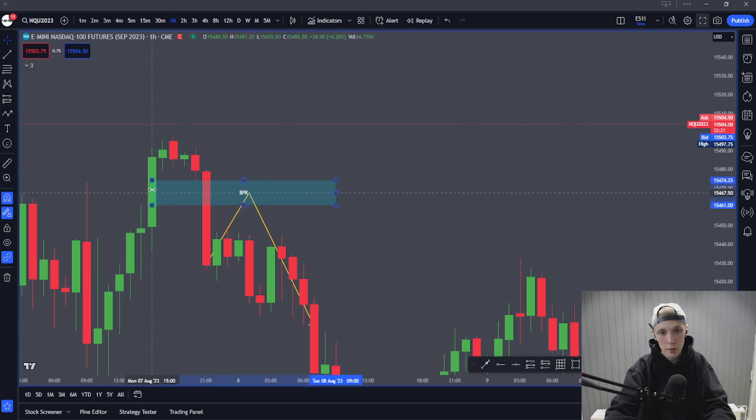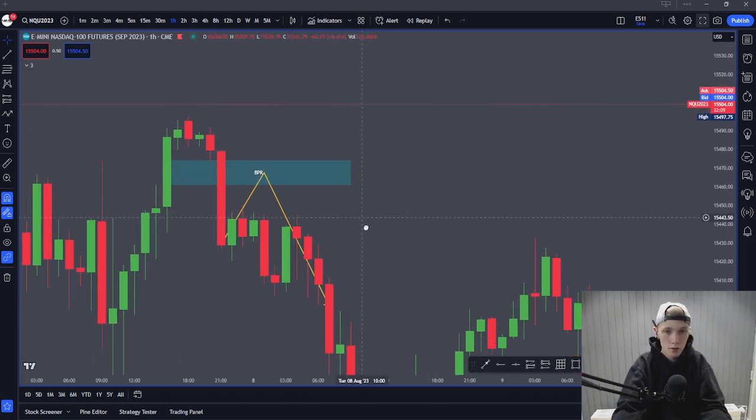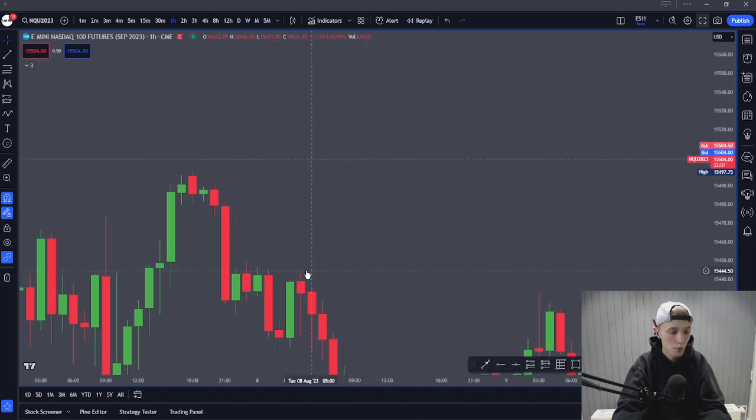But this is actually a BPR, which is pretty much a higher probability fair value gap. If we do actually tap it, there's a much higher chance that it will go down rather than just a regular SIBI. And yeah, that's pretty much what a BPR is. We tap it, we go down.